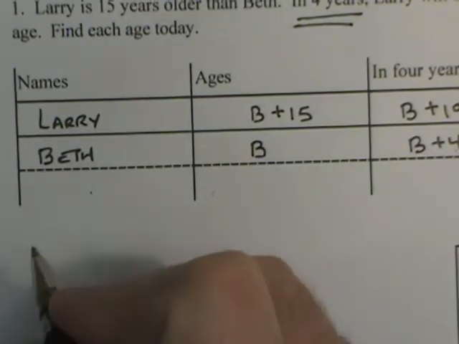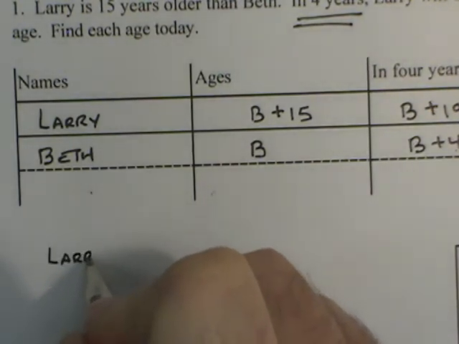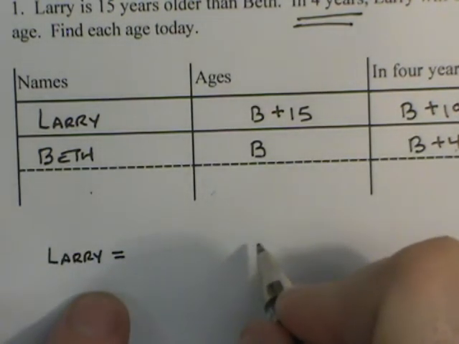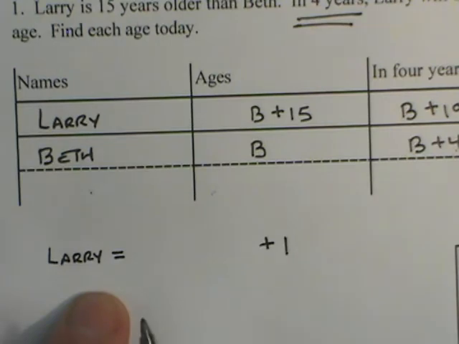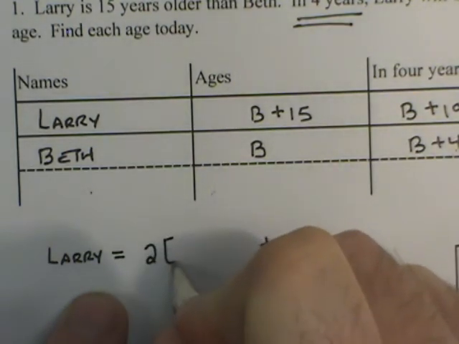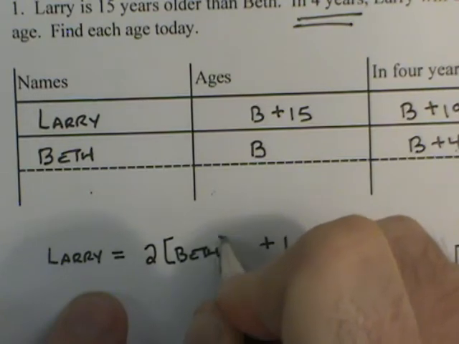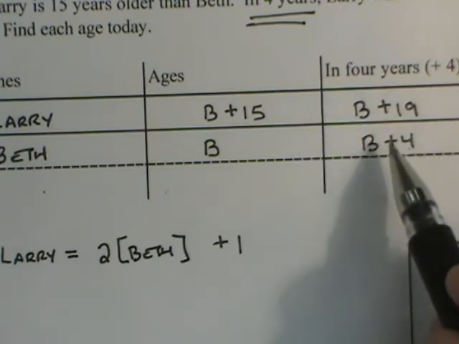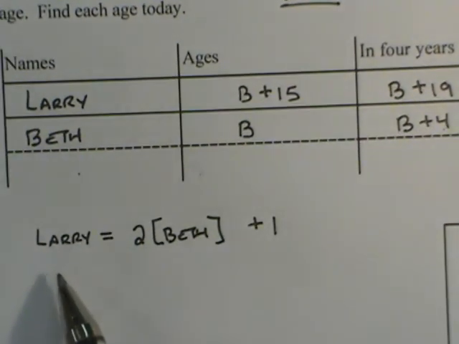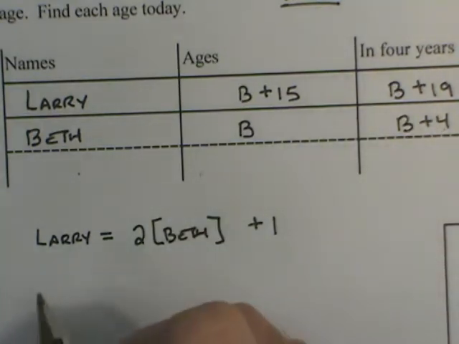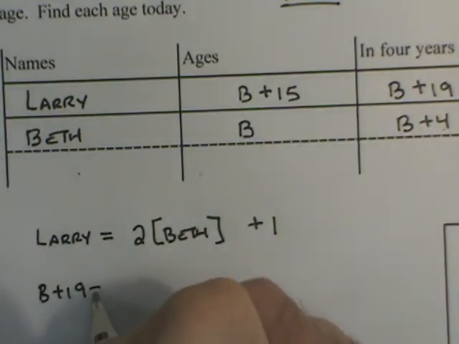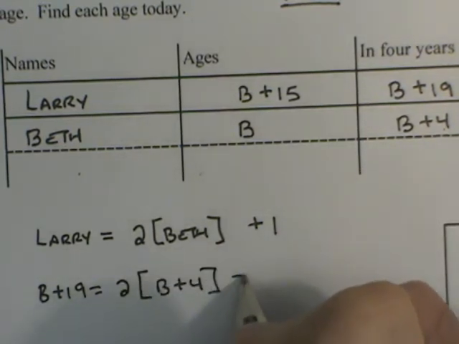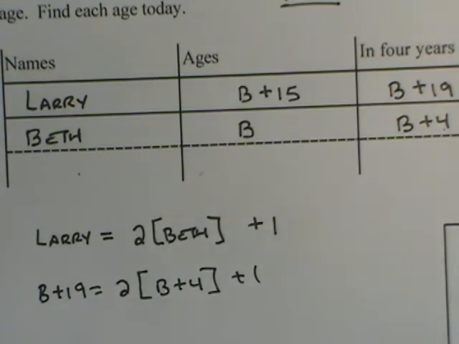So my broken English, I can say Larry will be, future tense of the word is, which means equals, 1 more, so I shift over, put a +1, then twice Beth. So I go 2 times Beth. Now I go from the second column of expressions. I have to use these expressions over here as I try to plug them in here and solve the algebra. So I'm going to say b plus 19 is equal to 2 times b plus 4 plus 1.